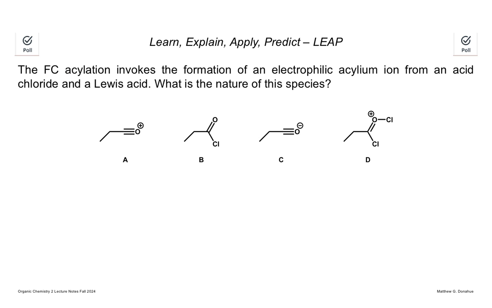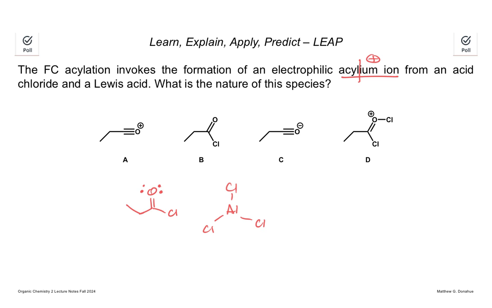So the Friedel-Crafts acylation invokes the formation of an acylium ion. Remember we said that IUM means that the intermediate is positively charged. What is the nature of this species? So we're starting with the 3-carbon acid chloride. We have an electron deficient Lewis acid. And so look at the aluminum. Again, it doesn't have an octet, so it has an empty p orbital.